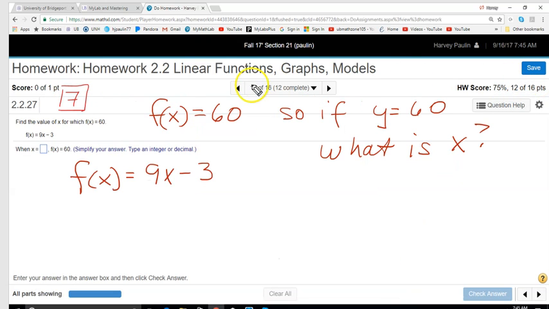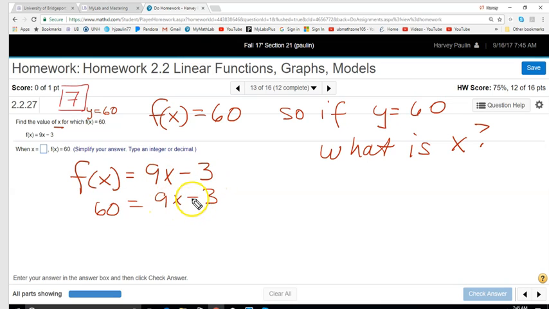Now, for number 7, there's a lot being asked here. Let's see what we need to write down. Find the value of x in which the function, and that would be the y, is equal to 60. And then they give us the rule here. But we know now this is going to be 60 equals 9x minus 3. So they want us to find, if we know y is 60, what would x be?